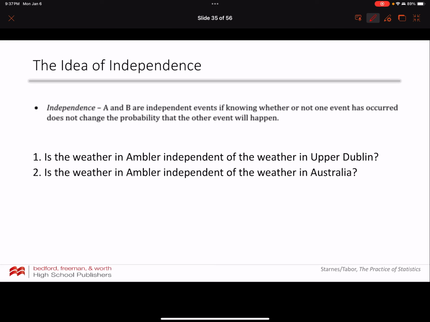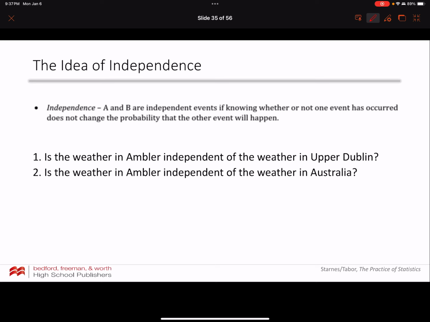Now, is the weather in Ambler, Pennsylvania, independent of the weather in Australia? This one I think is a little tricky because honestly, I would probably say no. But I have had students say to me, well, Mrs. Chang, the weather is like global. What happens in Australia impacts what happens in Ambler. Maybe not that day, and vice versa. Maybe not that day, but a week later or whatever it is. So maybe they're not independent.